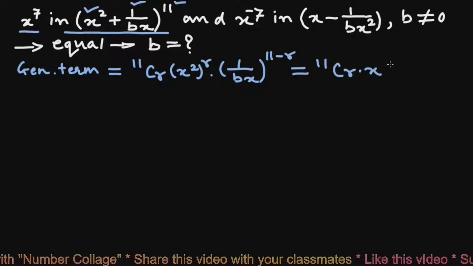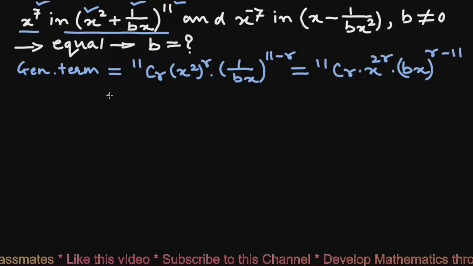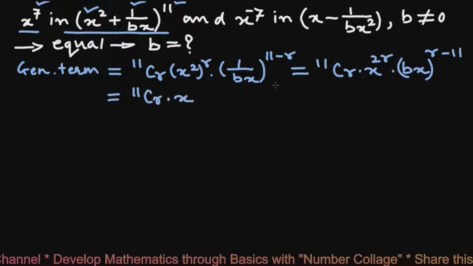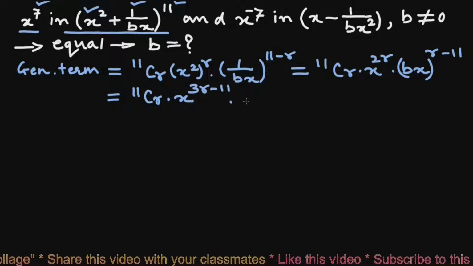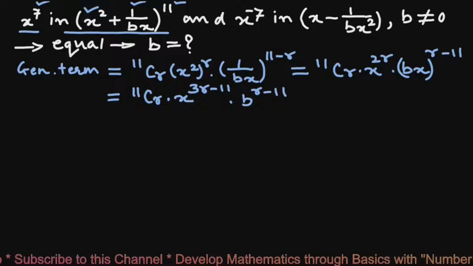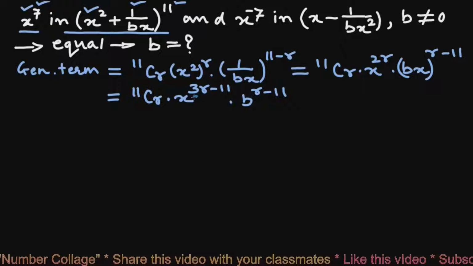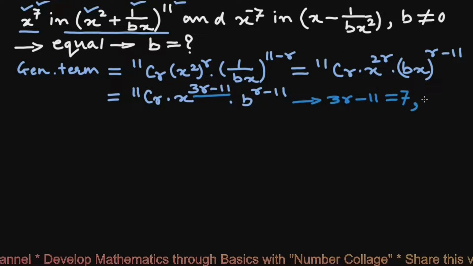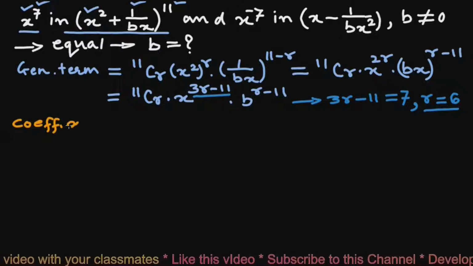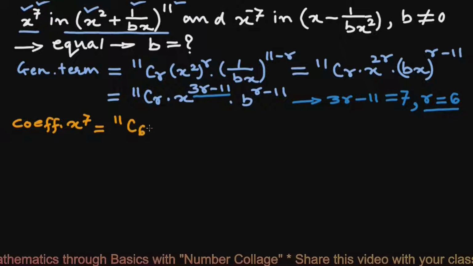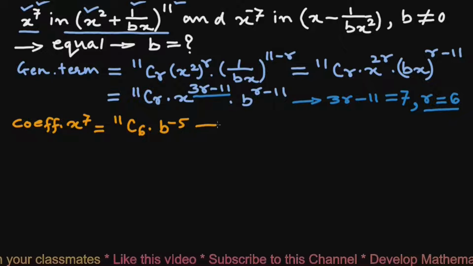11Cr into x^(2r) into (bx)^(r-11). That will be 11Cr into x^(2r+r), x^(3r-11), into b^(r-11). Since we have to find the coefficient of the term x^7, it means that this 3r - 11 will be 7, so r will be 18/3, that is 6. Therefore the coefficient of x^7 will be 11C6 into b^(6-11), that is b^-5. We will name this equation 1.